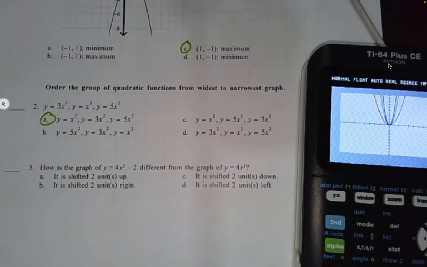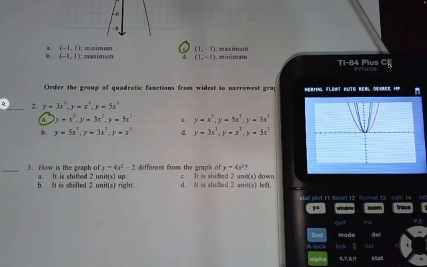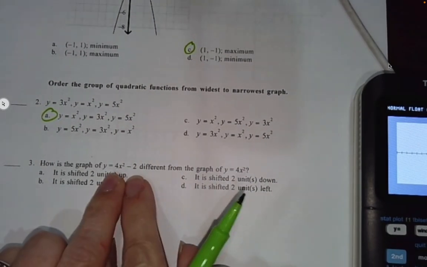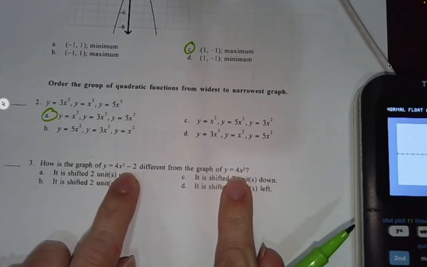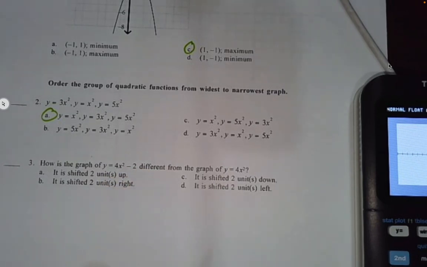All right, everybody good with that one? So you can kind of just remember the widest is actually the smaller number, or just graph it. Are we good with this? Yes? Okay. Number 3 says, how is this graph different from the 4x squared? Well, what's different about it? First of all, what number's different? That -2. So where does that take us? 2 units down.